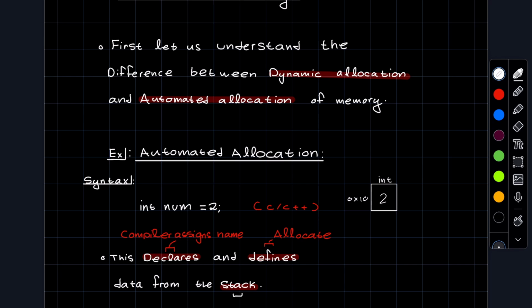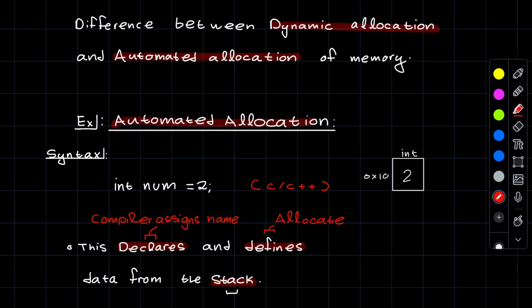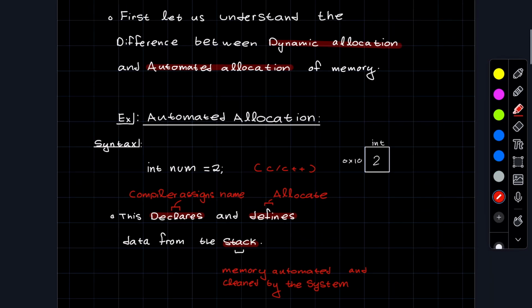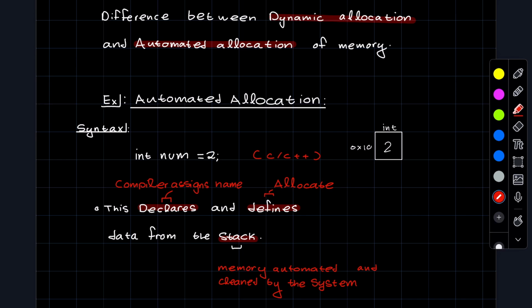So first off, let's dive into automated allocation. Automated allocation is usually what you're used to, and it comes from the stack. When you declare a variable as shown below, int num = 2, you're declaring and defining this data from the stack.